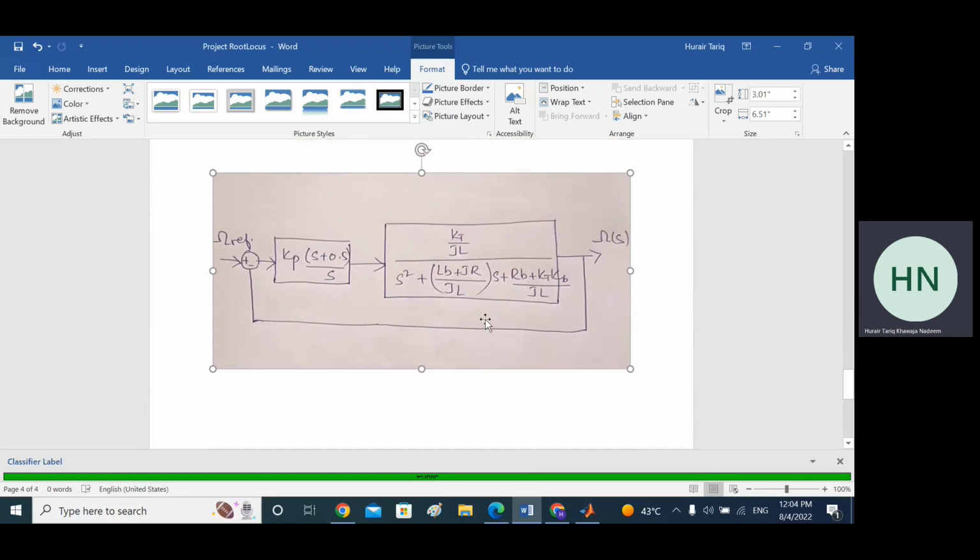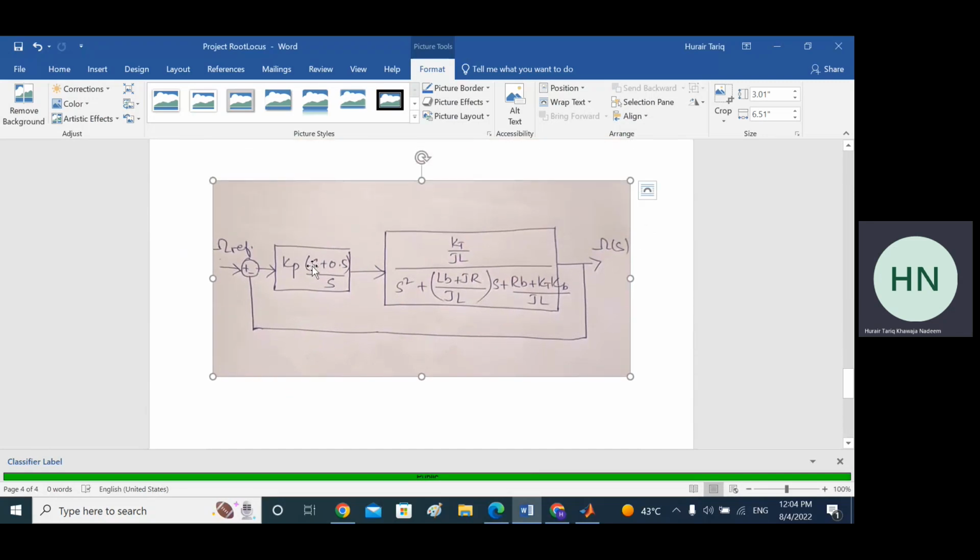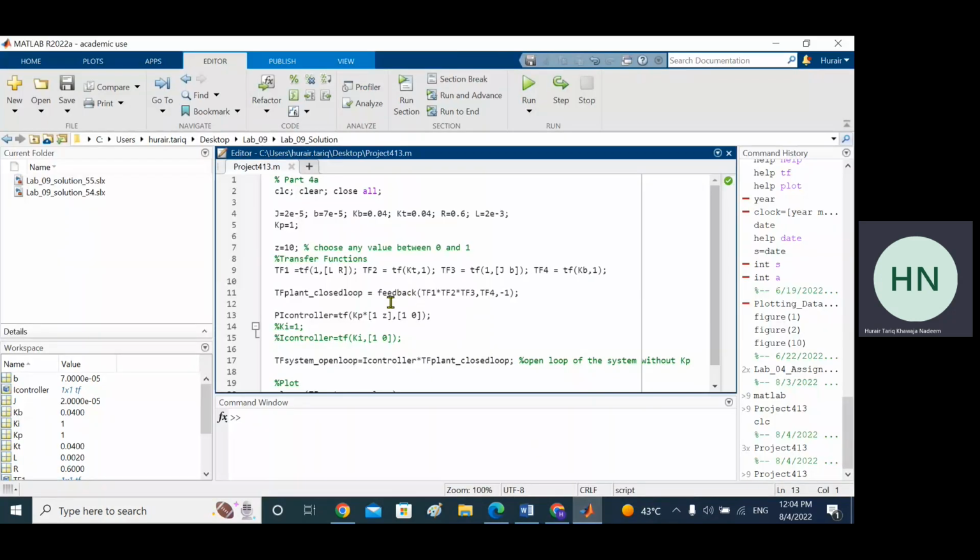Now, remember, same as in the P controller, when we want to make the root locus of the PI controller system, we have to consider the open loop. Now I am going to come to MATLAB, and this is the MATLAB. Again, CLC, same thing. I have taken KP1, which means you are not considering KP to be there. And you can consider Z equals 0.5. And this is transfer function 1, 2, 3, 4. Everything is there.